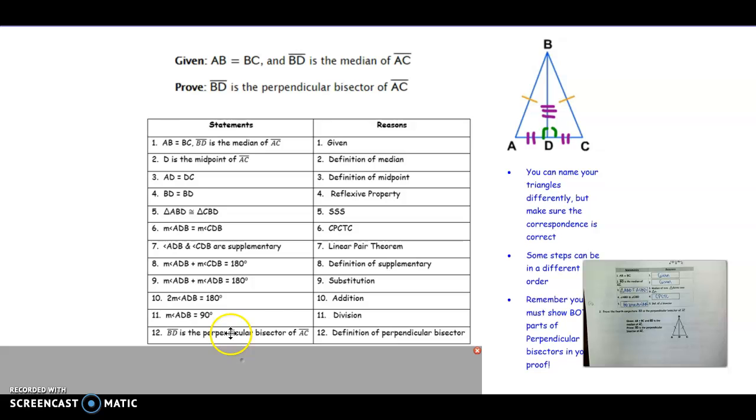So now that we know they're perpendicular and we have those parts are congruent, AD equals DC, we have proven what we were trying to prove, that segment BD is in fact the perpendicular bisector of segment AC by definition of a perpendicular bisector.